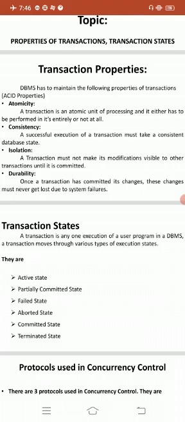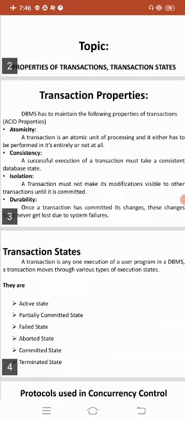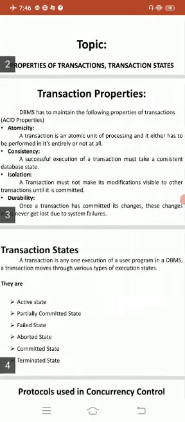Once a transaction is committed, its changes must never get lost due to system failures. That is called durability. So next, why is recovery needed for transactions? What is the use of recovery for transactions?